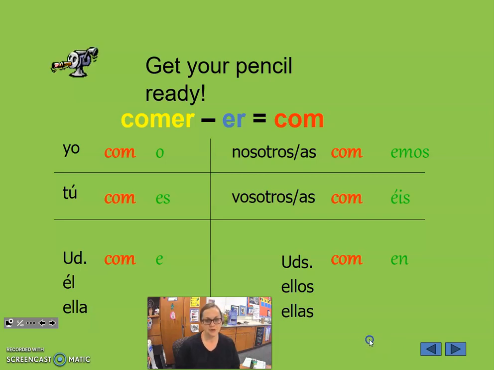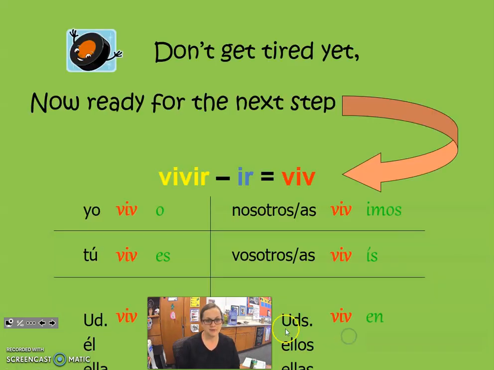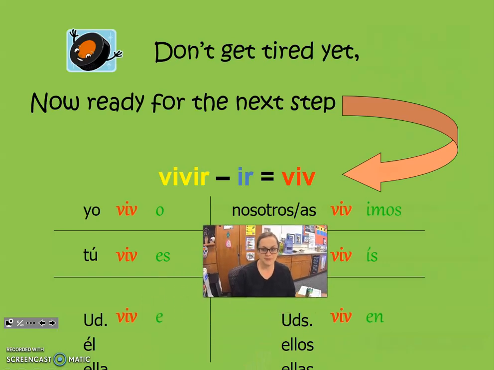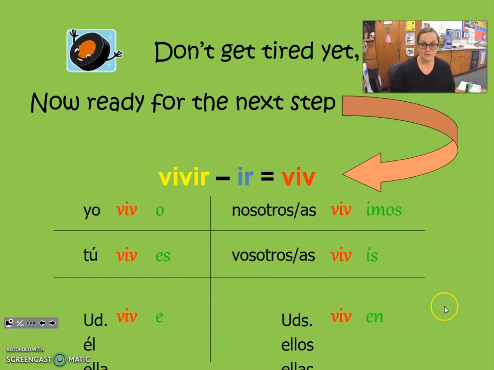Okay, an example for IR, we have the verb vivir, which means to live. I have removed my IR ending, and I would add back the endings for IR. I'm going to be careful with my IR verbs because for nosotros and vosotros, I have different endings than my ER, but everything else is the same. Yo vivo, tú vives, usted, él, and ella vive, nosotros vivimos, vosotros vivís, ustedes, ellos, and ellas viven.